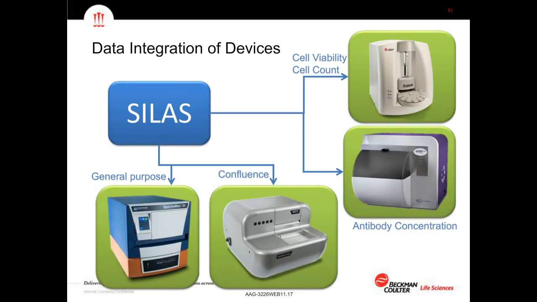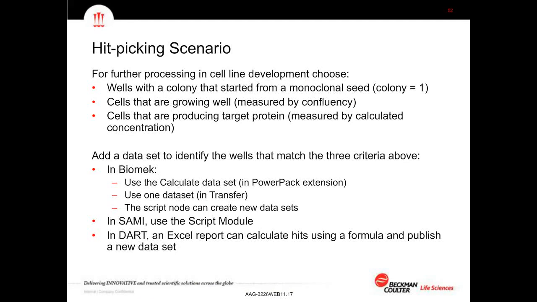the data produced as you carry a plate by hand, we would like to do a hit pick which uses the following scenario. Let's pick a monoclonal seed where the cells are growing well and are producing the target protein. This is really the trifecta that we're looking at for cell characterization and for cloning. So we can create a new data set which uses those 3 items as inputs and then creates a true or false to know whether we'll do further processing.